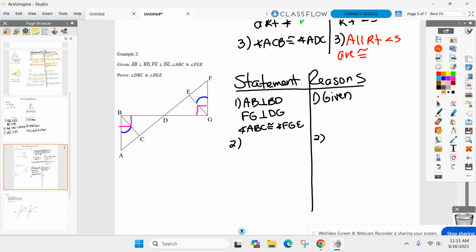Look at the proof statement. Find those angles that I'm asking you to show me why they're congruent. Don't mark them, obviously, because it's not true. That's our job to get that true. So we're looking for DBC, that bad boy right there, and DGE, that one right there. Why are those congruent?